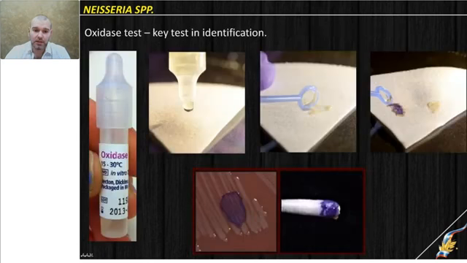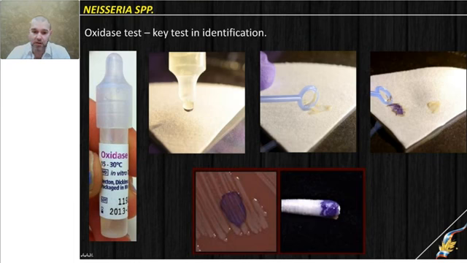So we already discussed the catalase test with hydrogen peroxide. One more test required for Neisseria is the oxidase test, which is also very simple in technique. We have a commercially available oxidase reagent. It can have different trade names and different chemical compositions, but mainly the principle of the test is the same.